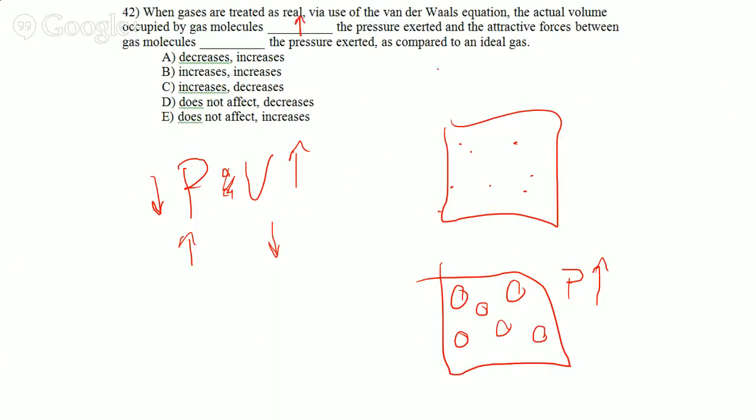and the attractive forces between the molecules blank the pressure. Well, let's think about it. Ideal gases have no attractive forces, so they can just go without any resistance. But these guys, if they're going to move away from each other, they have to break that attraction for each other. So it's going to decrease the pressure exerted. So which one is that? Choice C. I guess that's it.